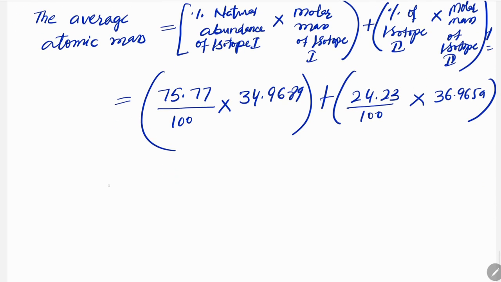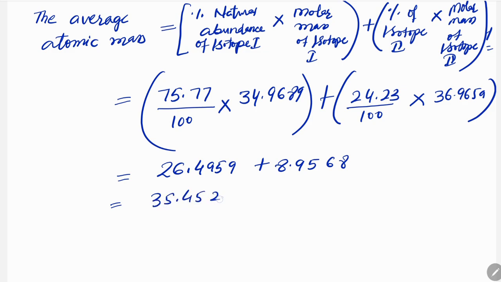So when we calculate it, you can calculate it. I'm using the calculator. It comes out to be, I think, 26.4959 plus this comes out to be 8.9568. Okay, when we add it, it becomes approximately 35.4527 units. Which can be seen that the average atomic mass of chlorine, which is naturally present, is 35.4527 units. So this is how you will calculate the average atomic mass.